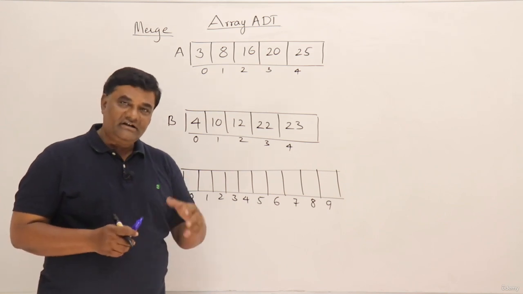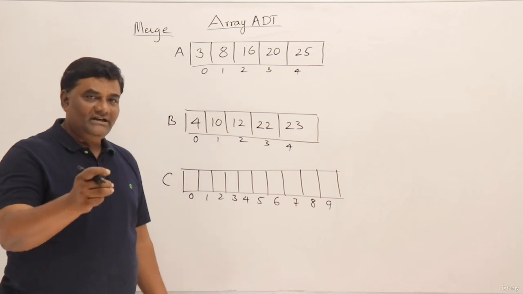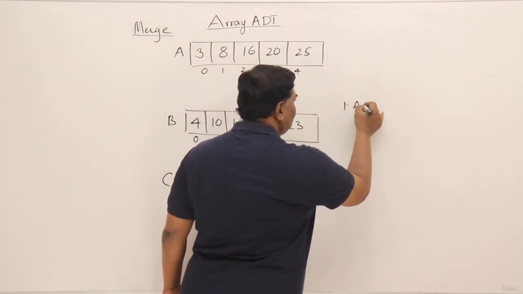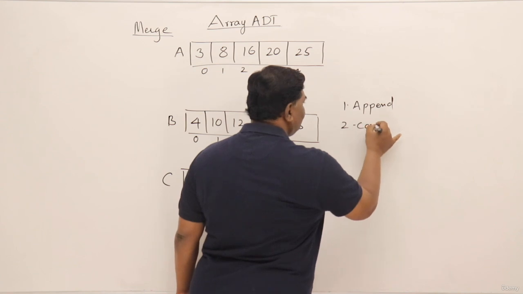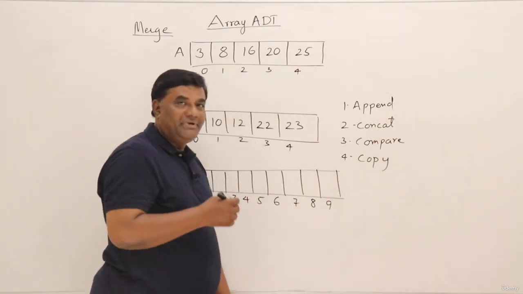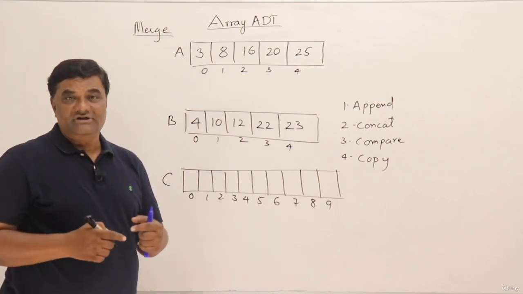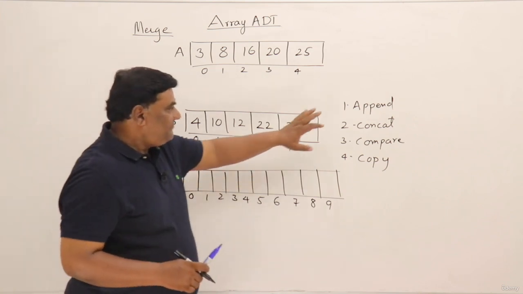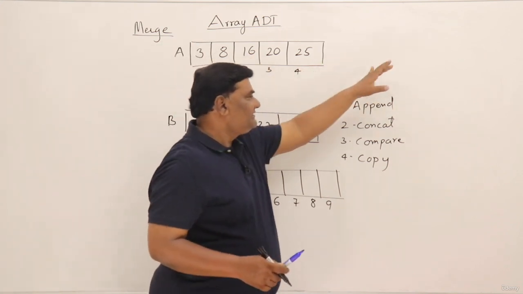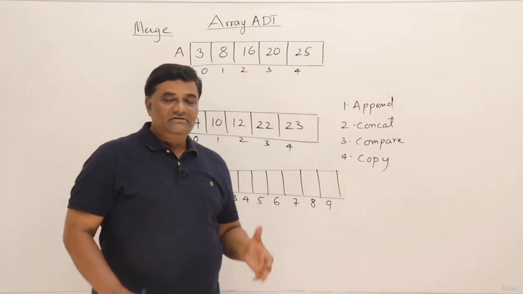Likewise, merging, there are more binary operations on an array. Quickly I will tell about them. One is append, concat, compare, copy. These are some of the binary operations on an array. Here you need more than one array. Like appending an array. Already we have an array and suppose there is free space. We want to add these elements followed by this one. That is append.